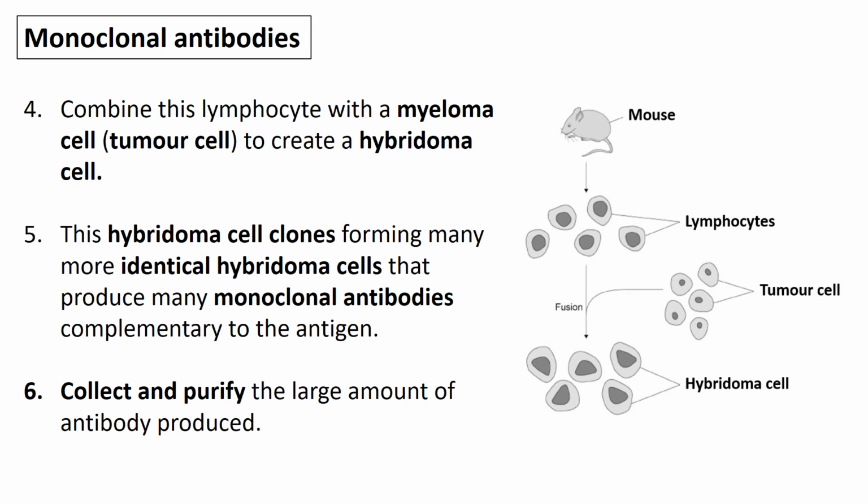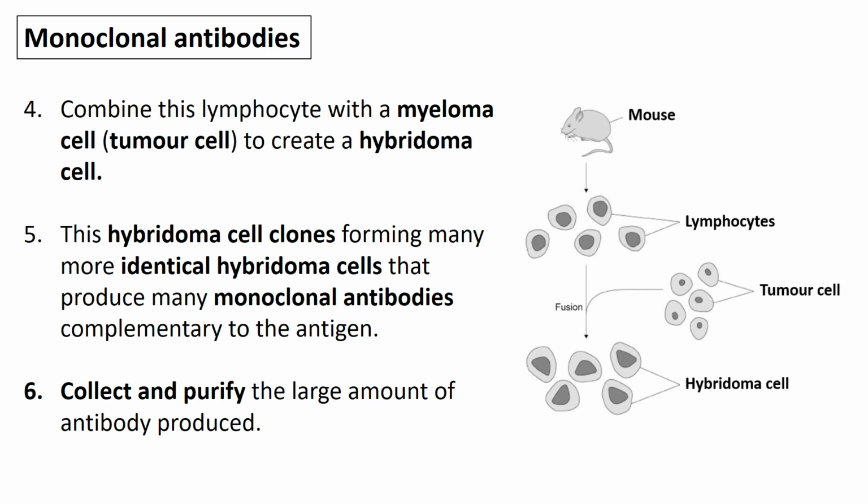All of the keywords in bold, it is essential that you use if you're asked to describe this process. So a myeloma cell, or you can use the words tumor cell, actually grow rapidly, and the lymphocyte makes the antibodies. So when you make a hybrid of these two types of cells called a hybridoma, you're going to get rapid growing cells that can produce lots of antibodies.